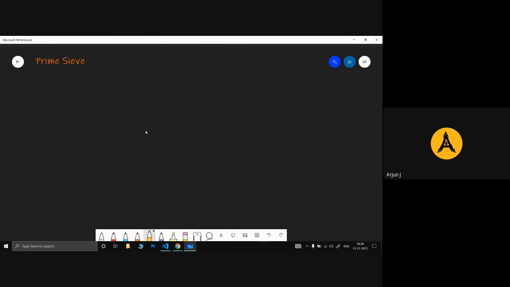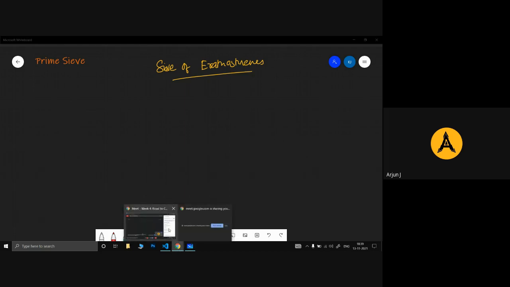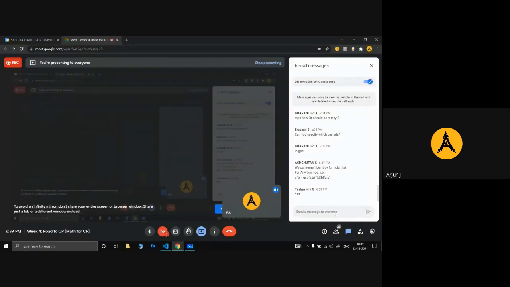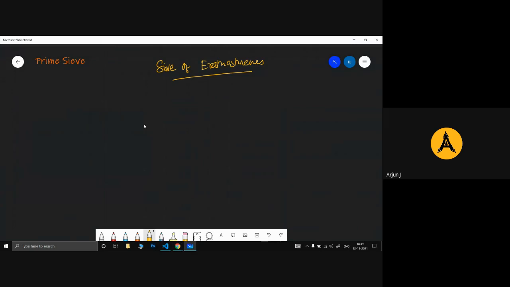So most of you would have heard the word sieve of Eratosthenes. Has anybody heard this term? Is there somebody who has already heard of this term, sieve of Eratosthenes? Yeah, so it might be like a frightening term, but it is really not. Eratosthenes was a great mathematician who has given this sieve.